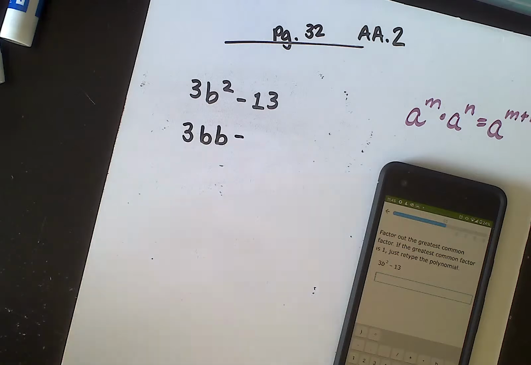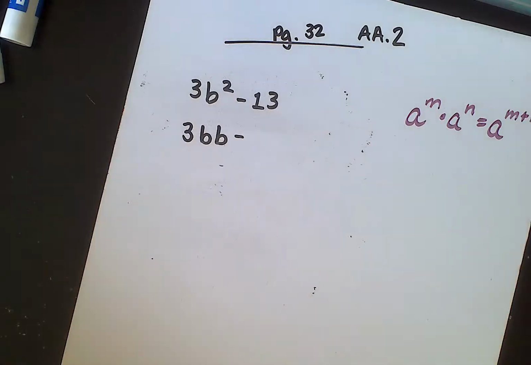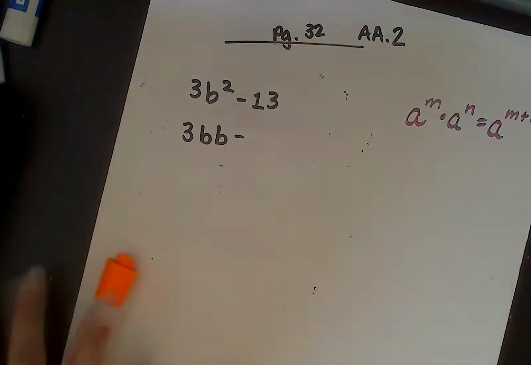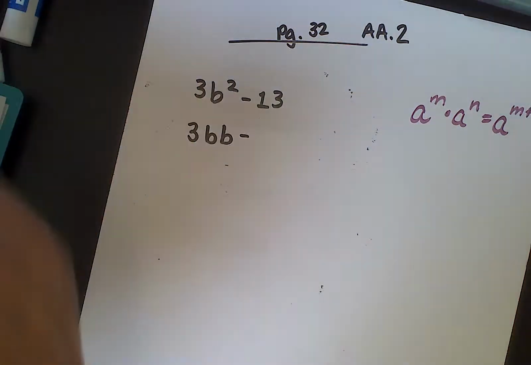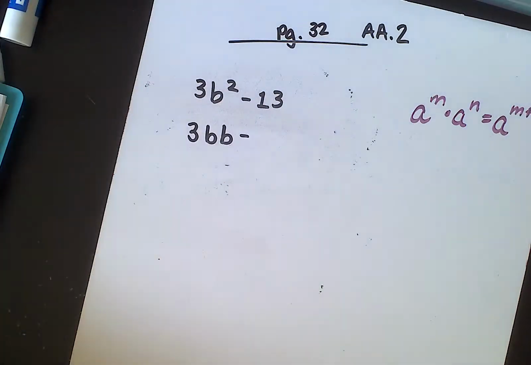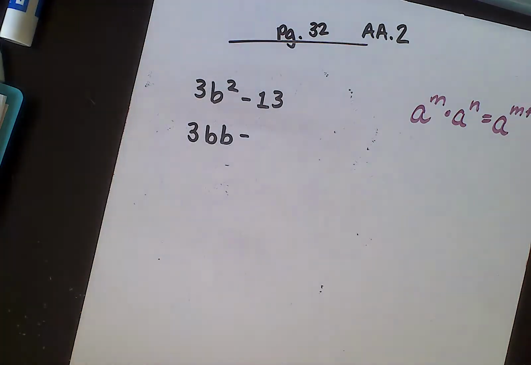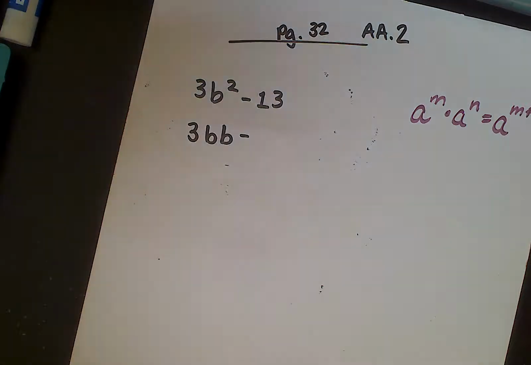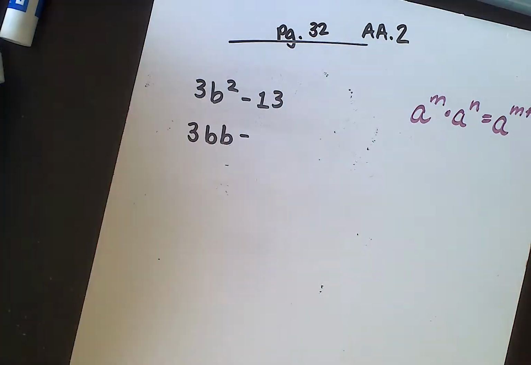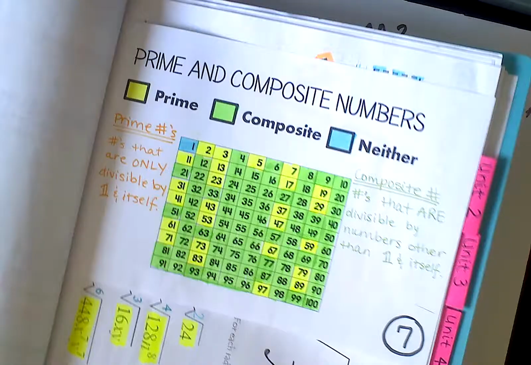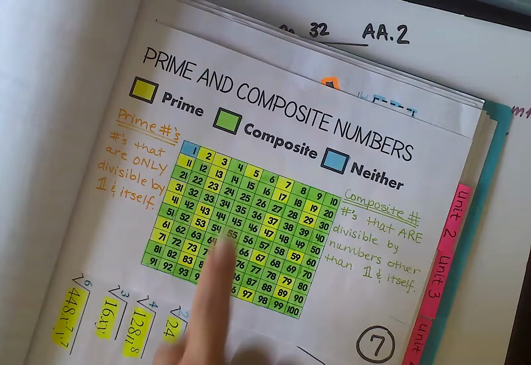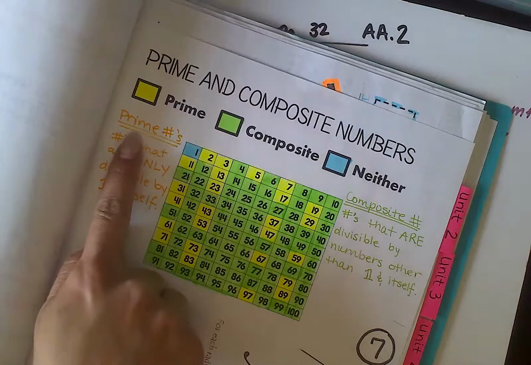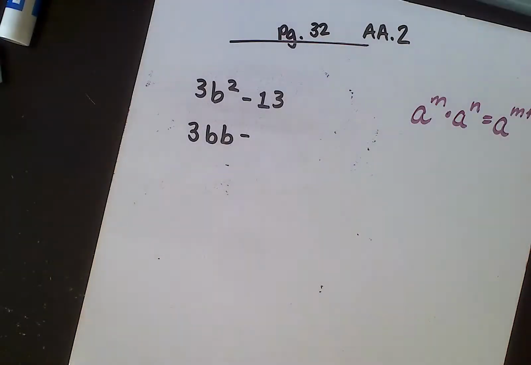hopefully you guys have your folders back home. Like I said, I know some of you guys left it in the classroom, but I'm going to flip over to page, let's see, where did we do? Here we go, page 7. Because if I go to page 7, I notice that 13 is yellow. That means it's a prime number. I cannot break down 13 anymore.